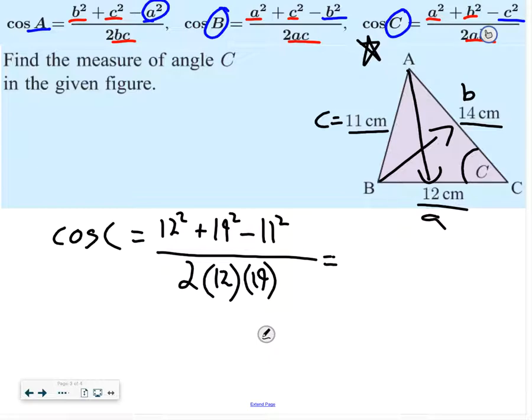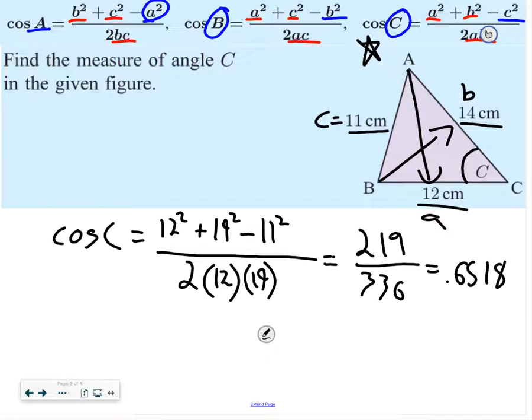So on this one, on my calculator, I'm going to be careful. I'm going to do it in kind of 3 steps. First, I'm going to do my numerator. So I do 12 squared plus 14 squared minus 11 squared, and I get 219. On the denominator, I'm going to just multiply that out. So 2 times 12 times 14, and I get 336. Now that I have a simple ratio, I'm going to find a decimal expansion for that. So 219 divided by 336. And for this, I'm always going to go out to 4 decimal places. So I'm going to do 0.6518.